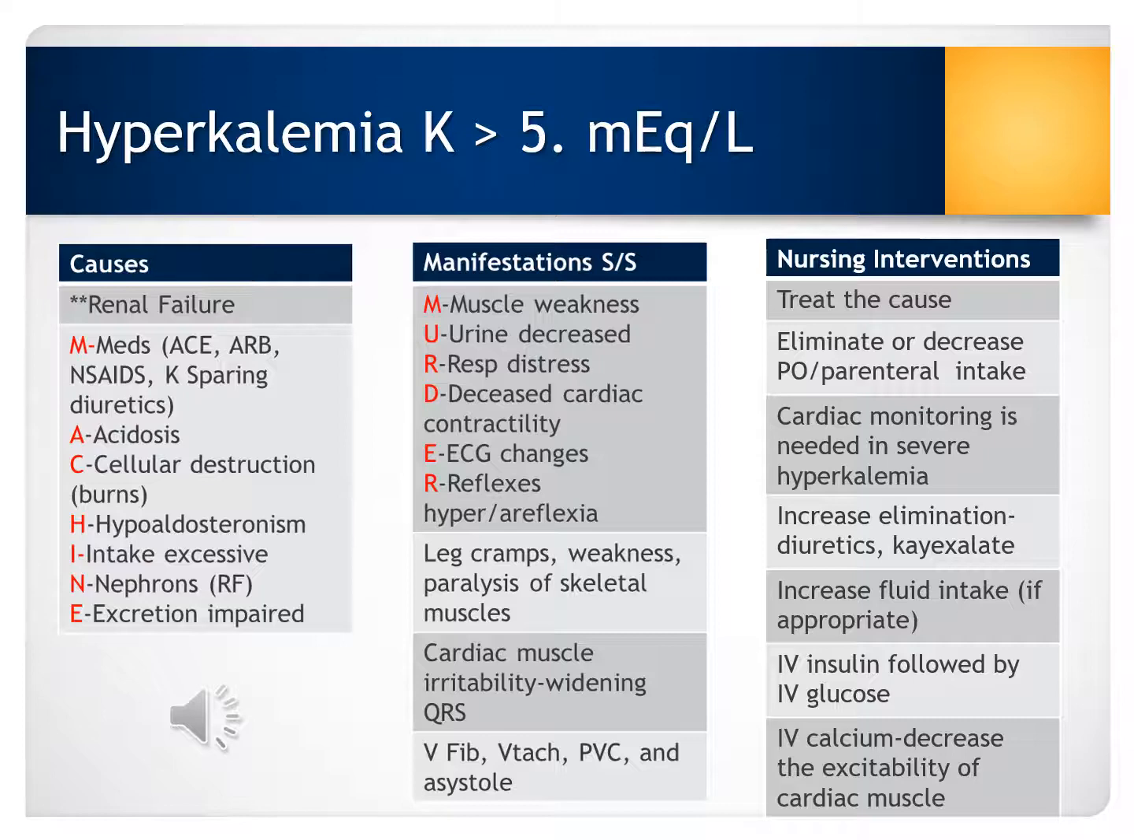We'd want to try to get rid of the potassium somehow, so we can do that a lot of times through elimination. So by administering loop or thiazide diuretics to our patients, that will increase the output of potassium levels. There's also medications like Kayexalate, which can be used, which will absorb the potassium and have it excreted through the stool.